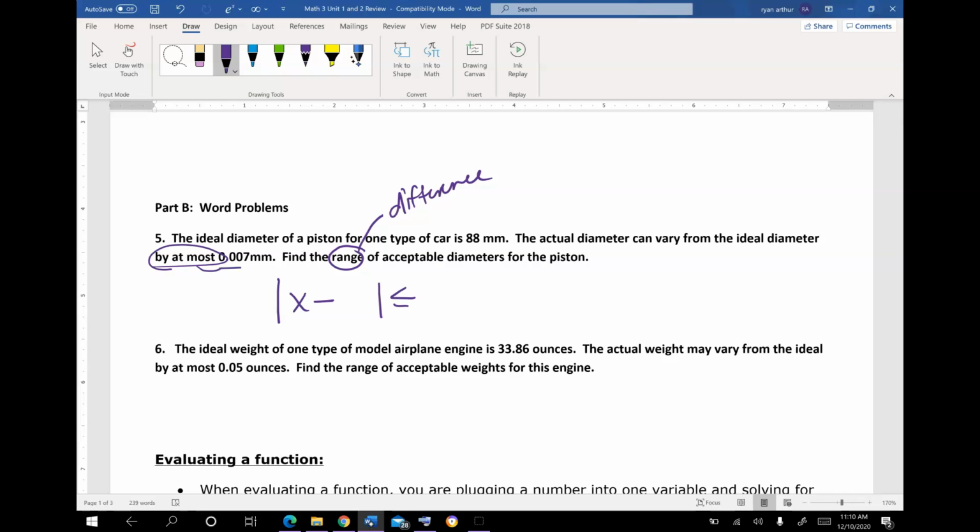See how it says at most this? So that goes with the inequality and your other number goes inside. Every time. Okay, for this class. So again, it's going to be x minus situation and a less than or equal to. See how it says by at most this? That's going to go with your inequality. And that's the ideal weight, so that's what goes in here. Okay? Alright.